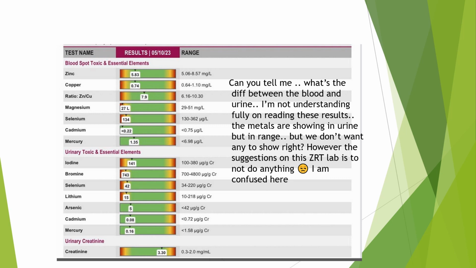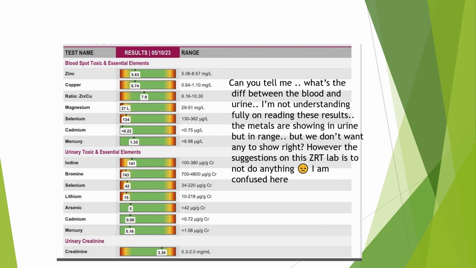So the one part of the question here says, the metals are showing in urine in range, but we don't want any to show. At the end of the day, I've done hundreds, well over 1,000 heavy metal test panels, a lot of baseline tests, post-provocation tests, and retests over the course of time. I've never seen a urine heavy metal test that's come up showing zeros across the board for common metals.